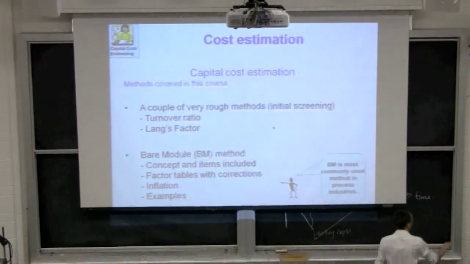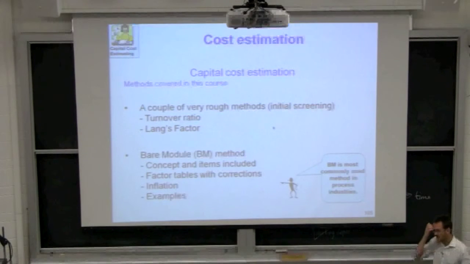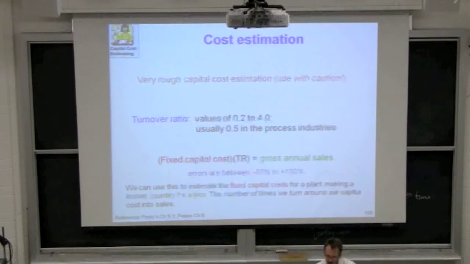And if we want to estimate those fixed capital costs, there's two ways that we might do so. They're very rough. The first is the turnover ratio. So the turnover ratio works as follows. It says you need to know what your gross annual sales are going to be. Now that's an easy number to figure out. Let's say you're going to make propylene as your product. And you're going to build a plant that produces 100 tons per day of that material. 100 tons per day times the selling price of propylene gets you your gross annual sales. So it's very easy to get the right-hand side.